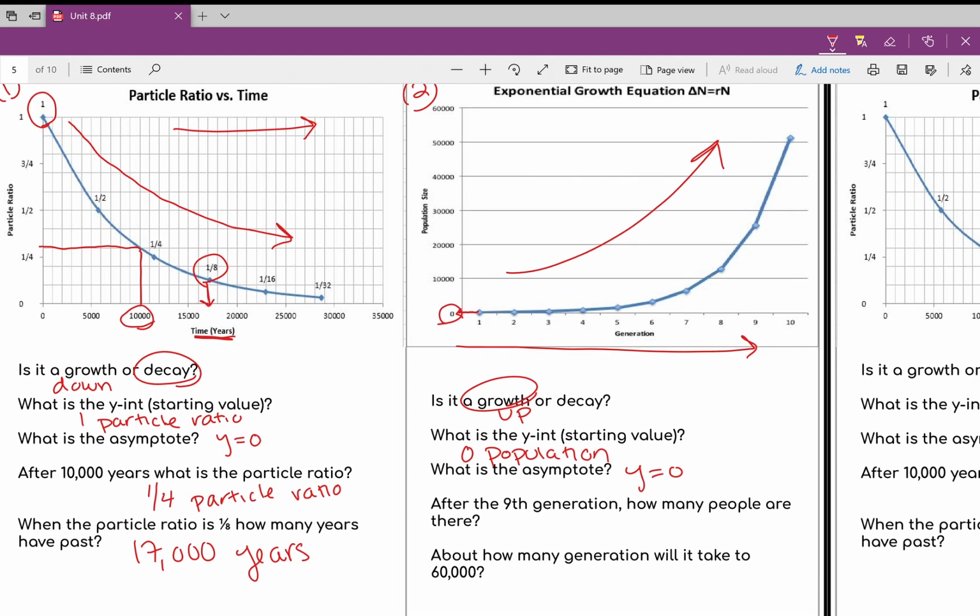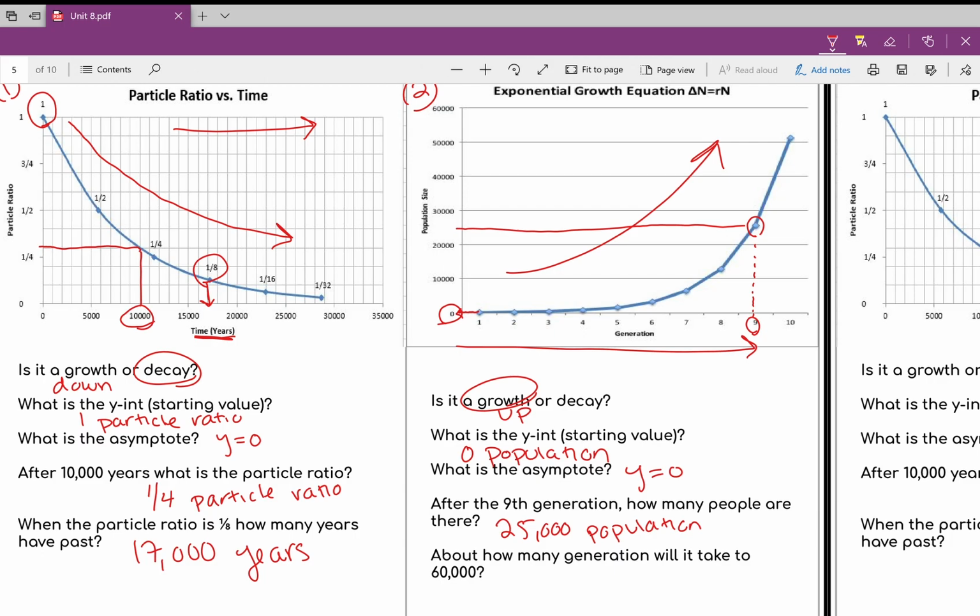Okay. Next question. After the 9th generation, how many people are there? So let's find 9. So the tick marks are in between each one. So 9 is right here. So if we go all the way up, it looks like it crosses this point, and this point is in between here. So about 25,000 people. I'm just going to write population because we don't know if it's talking about people or animals. So from the first generation, it was at 0, and now at the 9th generation, it's 25,000.